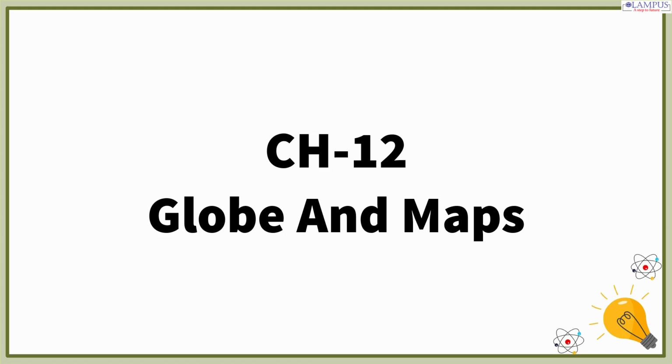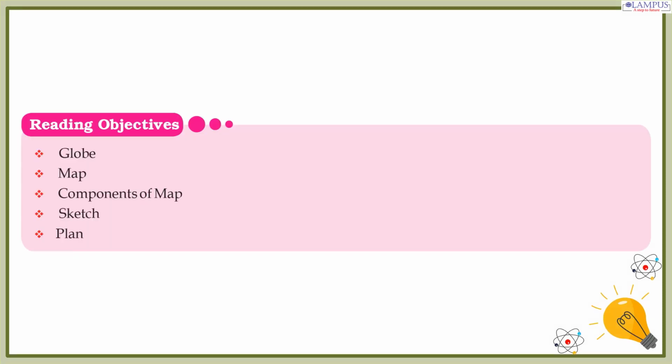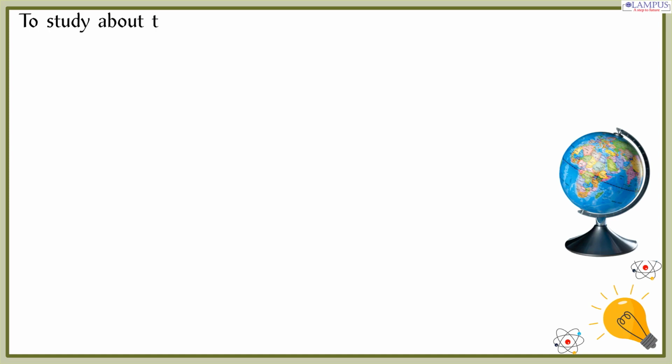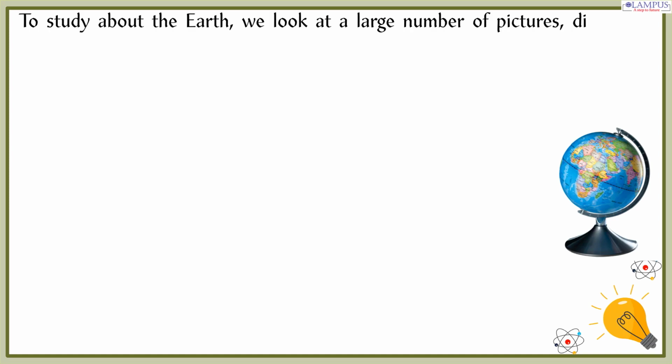Chapter 12. Globe and Maps. Reading Objectives. Globe. Map. Components of map. Sketch. Plan. To study about the Earth, we look at a large number of pictures, diagrams, sketches and maps.